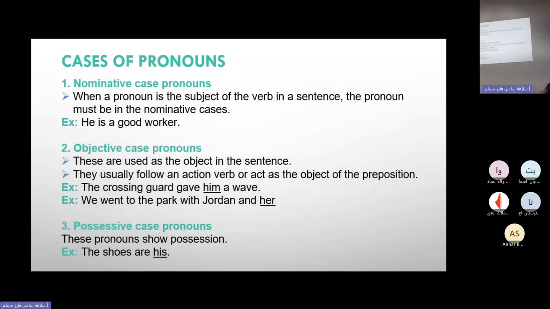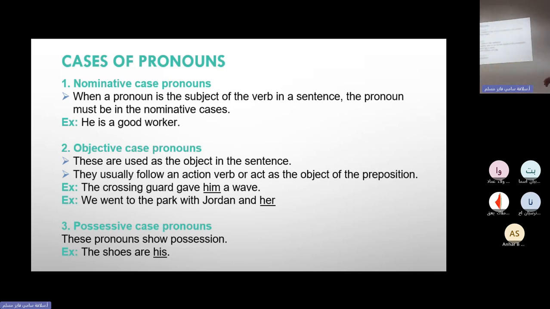في عندنا what we call cases of pronouns. في عندنا nominative case pronoun, objective case pronoun وpossessive case pronoun. nominative هن البرونانونز اللي بنعرفهم، الفاعل. اوكي البرونانونز اللي بيجوا محل الفاعل زي he, she, it, they. So when a pronoun is the subject، هو الفاعل of the verb in the sentence, the pronoun must be in the nominative case اللي هي جملة الفاعل.